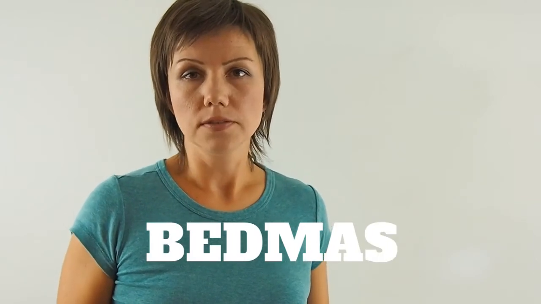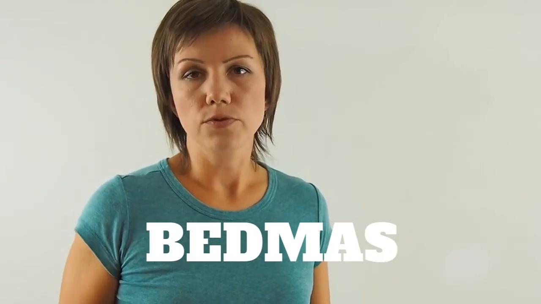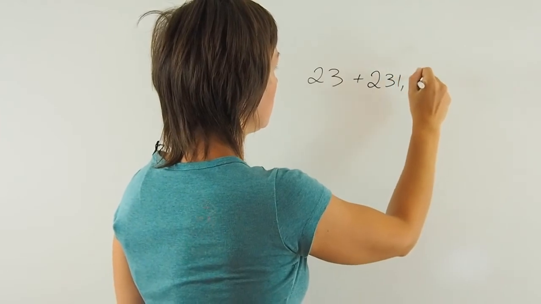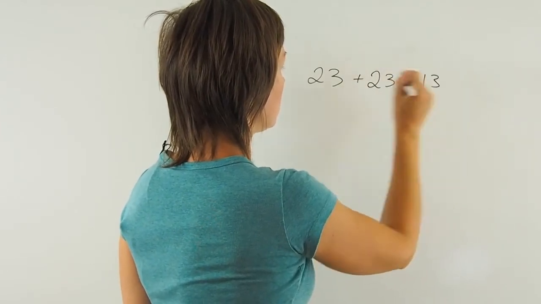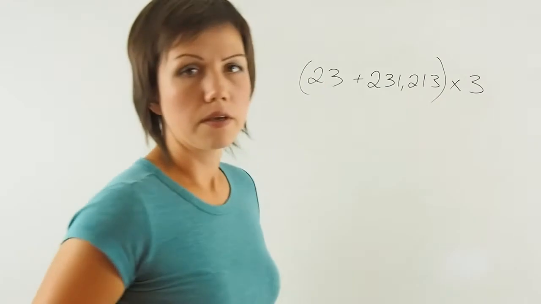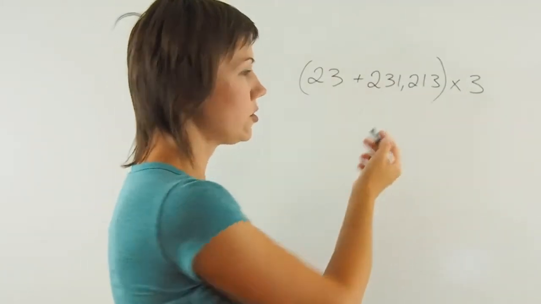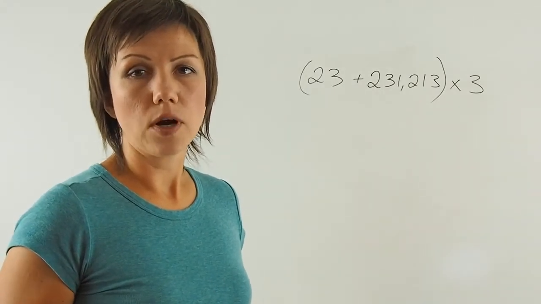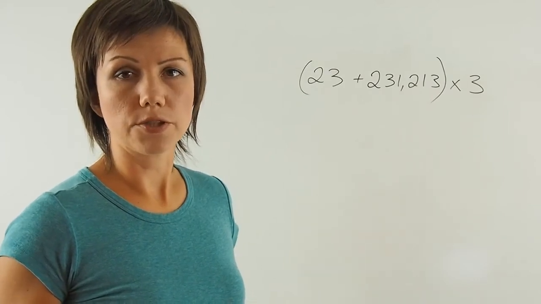Now let's look at the order of operations. Order of operations, or we call it BEDMAS for short, and I'll explain why, is a very useful tool when you're adding, subtracting, multiplying, and dividing multiple natural numbers. Say you have a sum of two numbers in brackets, and you want to multiply it by 3. What do you do first? Do you multiply first or do you add first? So BEDMAS tells us in which order we're supposed to be doing these operations.